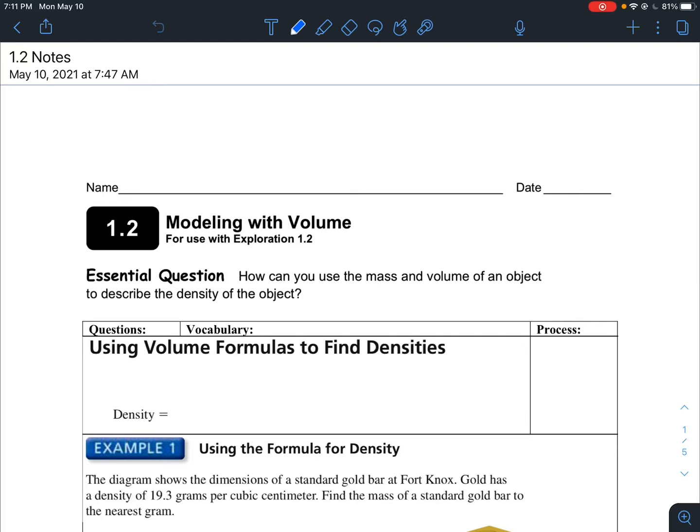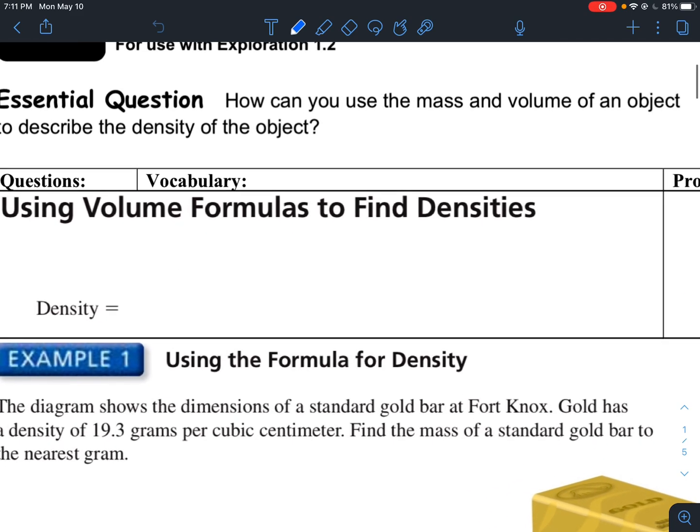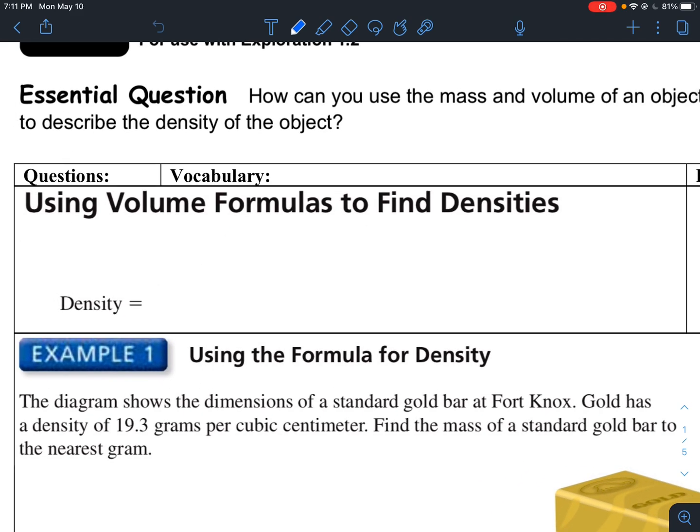Alright, SM3, so hopefully you are coming from 1.1, where we talked about modeling with area. Now we're going to talk about modeling with volume. We talked about population density, which deals with area of a given land. Now we're going to talk about just density in general, which usually means you're using volume.